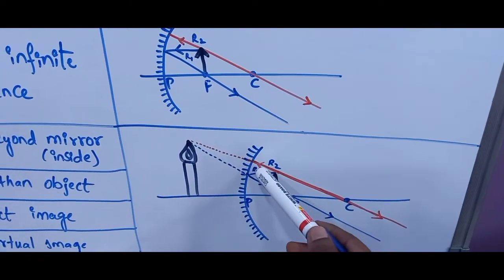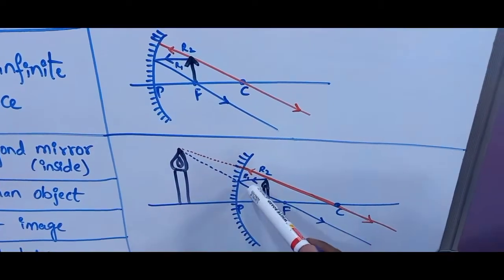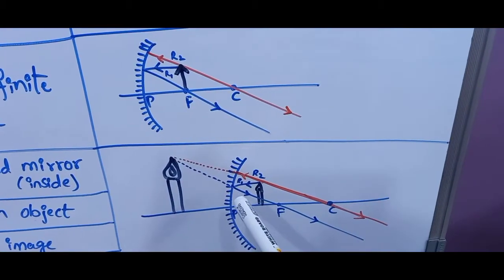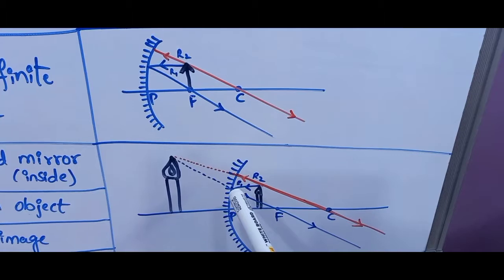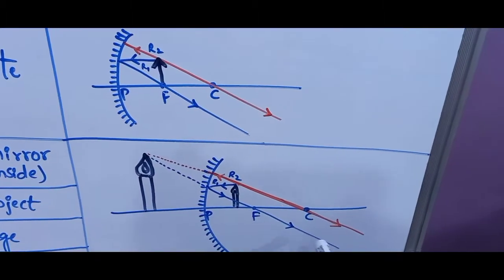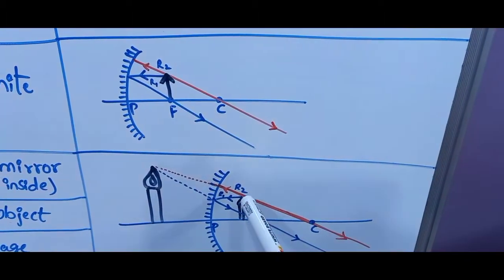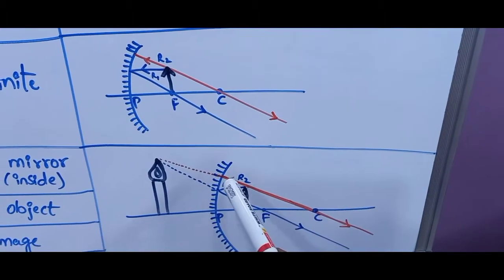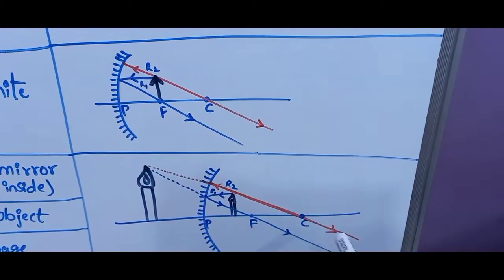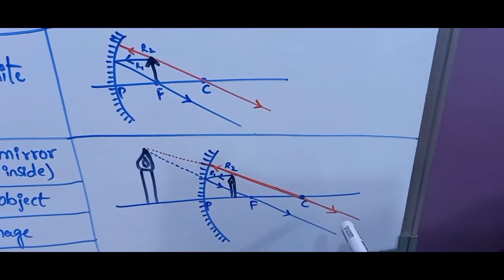See children, I have shown you two rays here, R1 and R2. R1 is represented with a blue line, and R1 is the first incident ray coming from the tip of the object, and it is parallel to the principal axis, so its reflected ray passes through the focal point. Another incident ray, R2, passes through the center of curvature, C. Therefore its reflected ray will also pass through the same line but in the opposite direction.